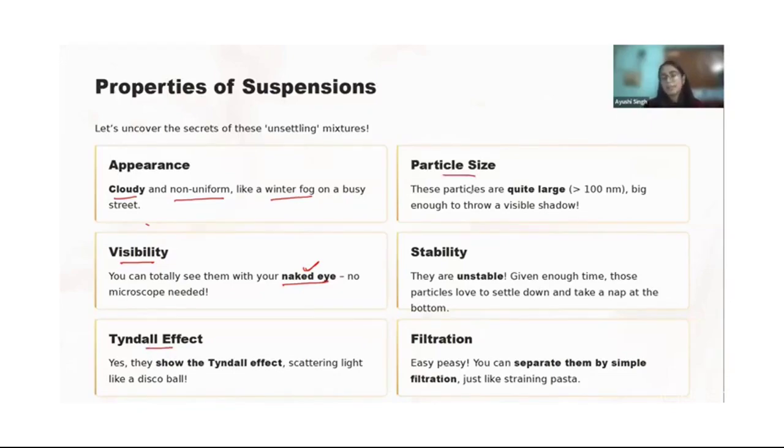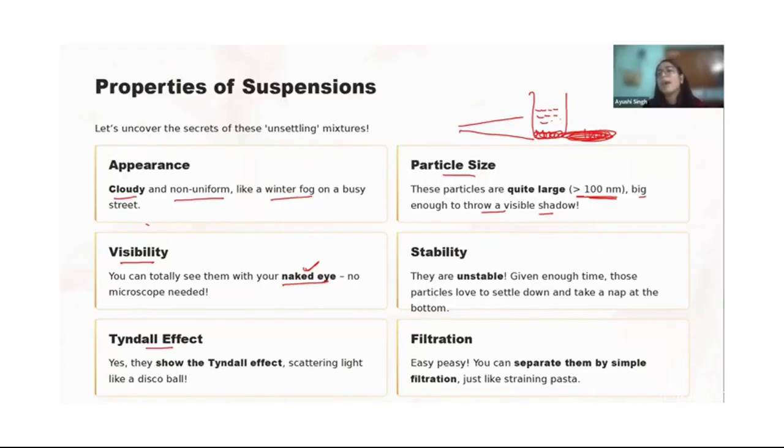Now, coming to the particle size. These are quite large, around more than 100 nanometers. If you remember, solution particle size was around 1 nanometer, or maybe smaller than that. But here the particle size is 100 nanometers or more, which is big enough to throw a visible shadow. If you turn on a light, say here is your solution, here is the mud settling down, and this is water, and you pass a light from here, it will make a shadow here, like this.